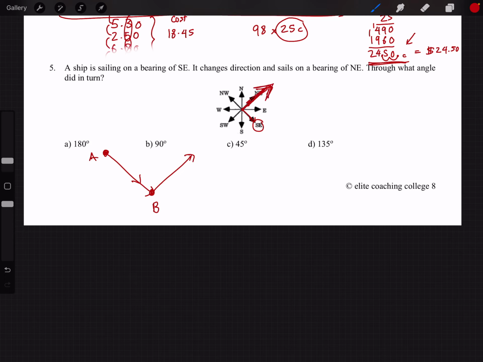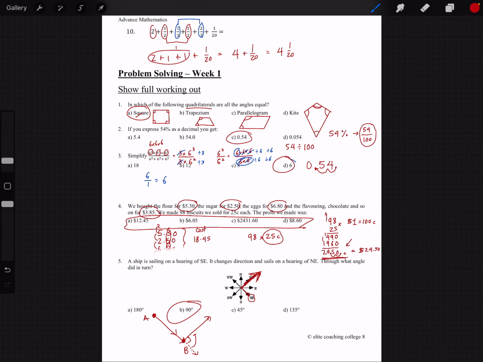It says, through what angle did it turn? So imagine it's facing this way, it's facing this way. So what angle did it turn? It turned 90 degrees. Done.